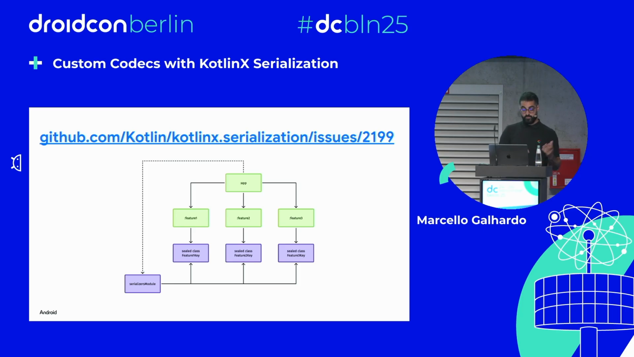And you would basically need to go to each feature module, listing every key and wiring them all up in the app. With the improvement, once this GitHub issue is resolved, you basically can just register the sealed class parent once, and then all of the subclasses will be discovered automatically.